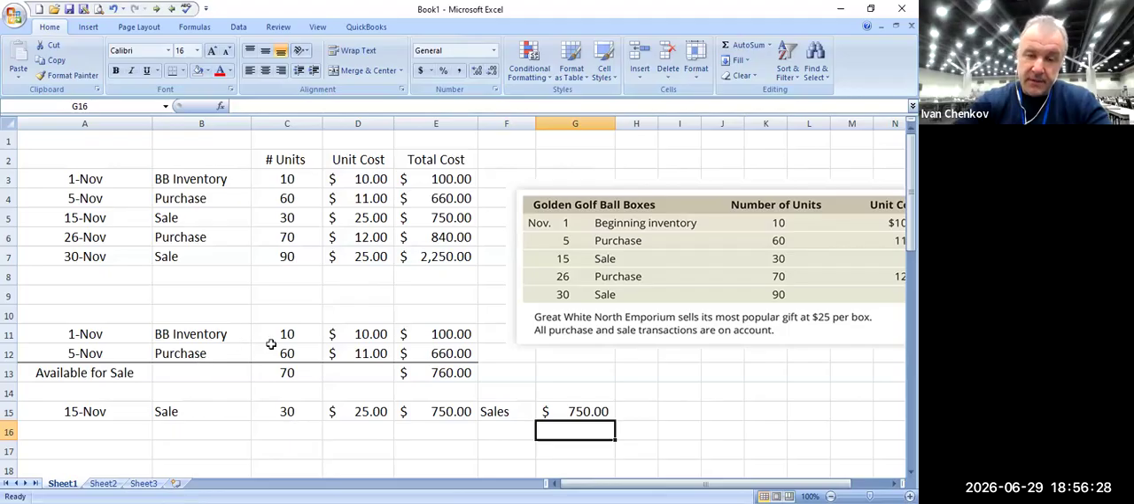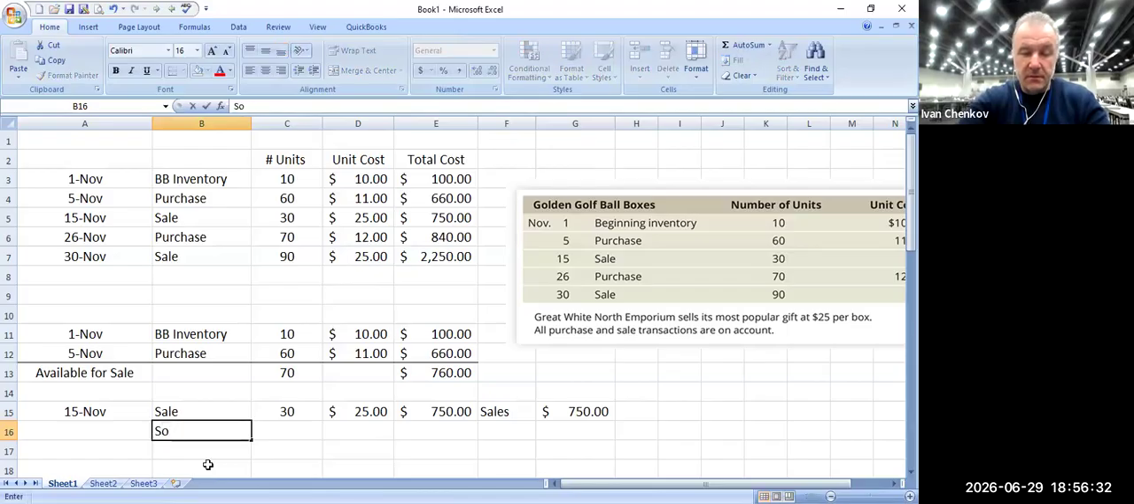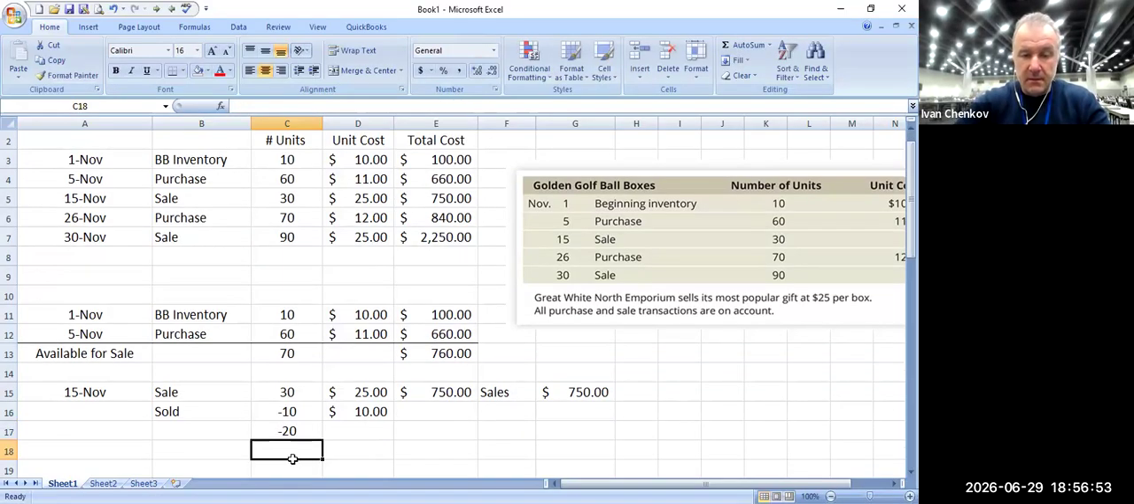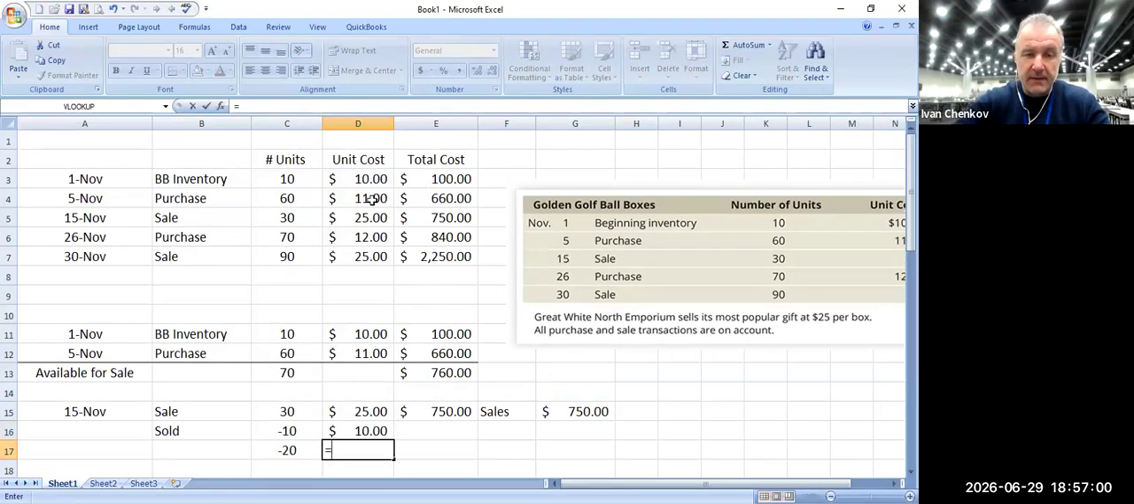Now, since we're using the first in, first out, obviously the units sold, the first 10 will be from the beginning balance, which come with the cost of $10. And then the next 20 that we need to sell, let's go with minus here, first 10, it's going to come with $10. And then the next 20, they're coming from the purchase from November 5th. That purchase was for $11.